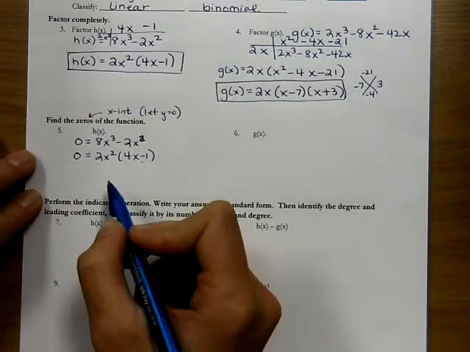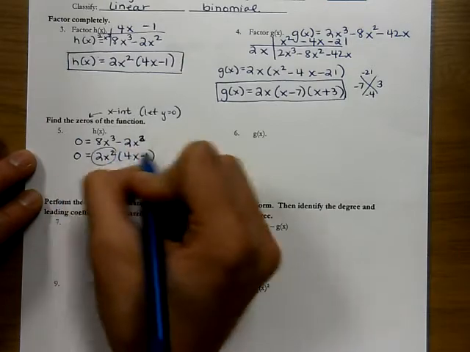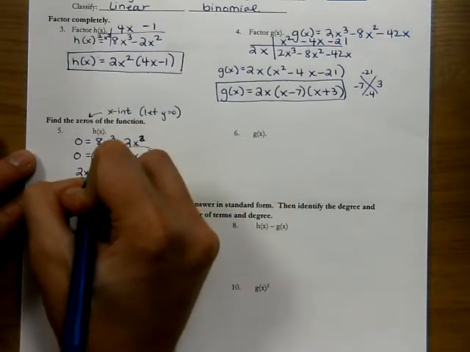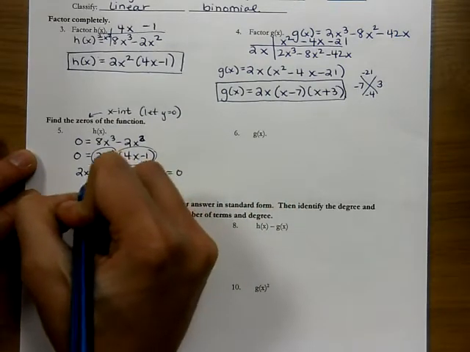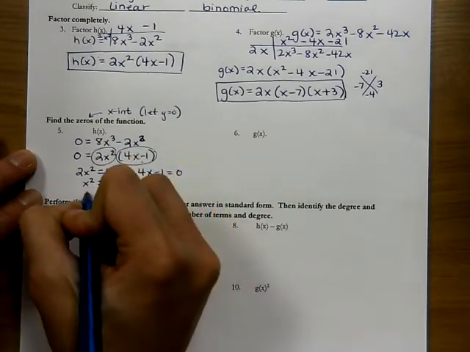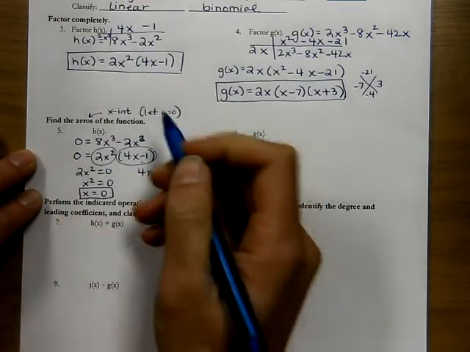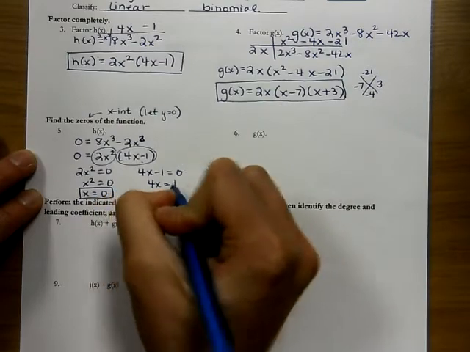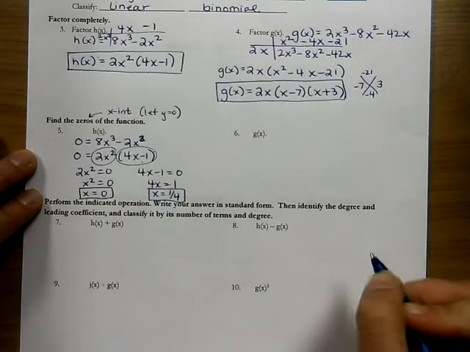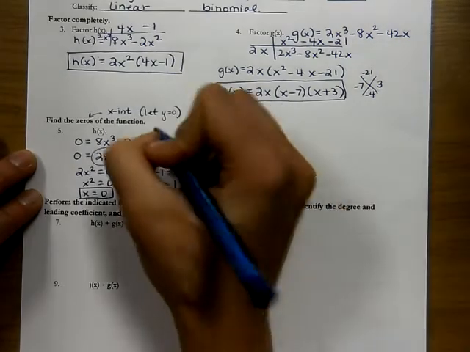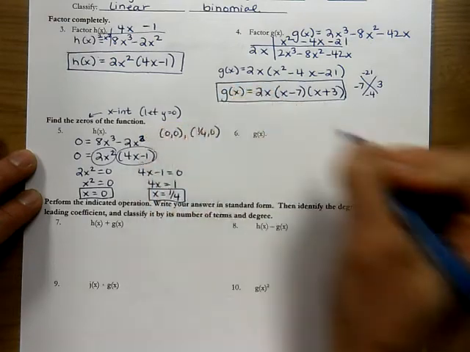Because it's in factored form, or written as a product of its factors, I can use the zero product property. I set each factor equal to 0: 2x squared equals 0, 4x minus 1 equals 0. I can divide both sides by 2 and then take the square root, and I get x equals 0 as one solution. I can add 1 to both sides and then divide by 4 and get x equals 1/4 as the other solution. And if we wanted to write it as x-intercepts, we'd write (0, 0) and (1/4, 0).